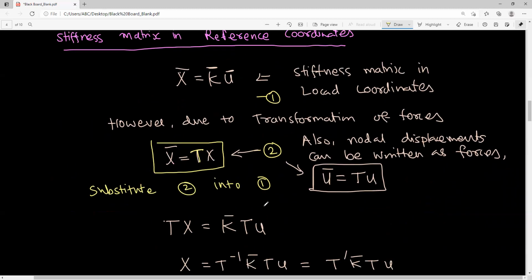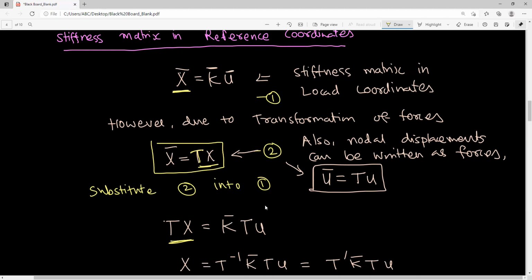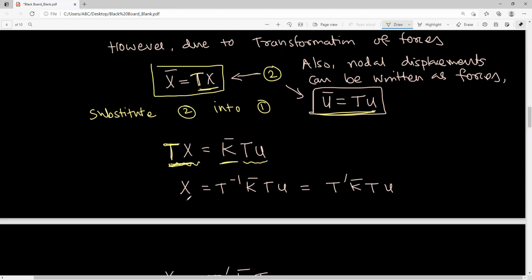So from equation 2, we can substitute into equation 1 the relation x bar is equal to Tx. The left hand side x bar is replaced with Tx, and on the right hand side k bar remains as it is, and u bar is also replaced by u bar is equal to Tu. When you substitute here, you get this relation. Now we can bring this T matrix inverse to the right hand side. Then we get x equal to T inverse k bar T u.